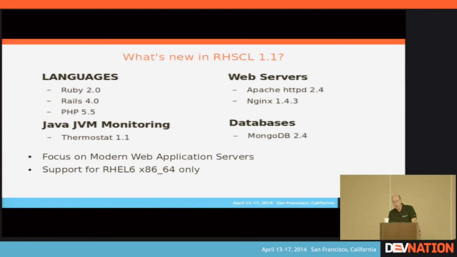We added a new version of Apache Web Server 2.4, and for the first time we added the Nginx web server. We also added some Java monitoring capability by adding Thermostat and another new database. We've now added MongoDB. So MongoDB is available in Red Hat Software Collections 1.1 for RHEL 6 and for RHEL 7 beta. The focus here, as you can see, is on modern web application servers. Again, x86 64-bit support only on RHEL 6, and the x86 version of RHEL 7 is 64-bit only as well.